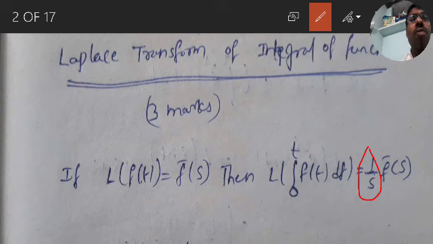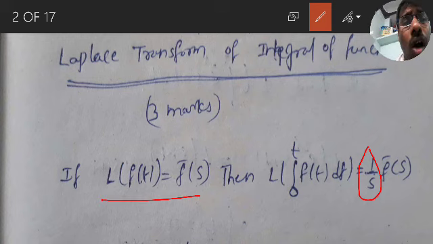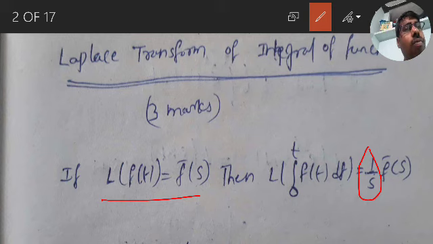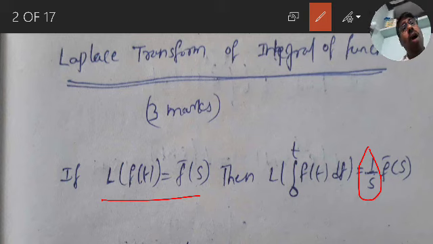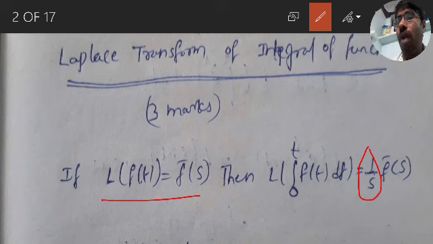So if L of f of t is f bar of s, then L of integration of f of t, the limits are 0 to t, is just 1 by s into f bar of s. Very simple and you can score 3 marks. Are you able to get it? So this is what we are going to cover today, Laplace transform of integral of a function. You will get a 3 marks question.